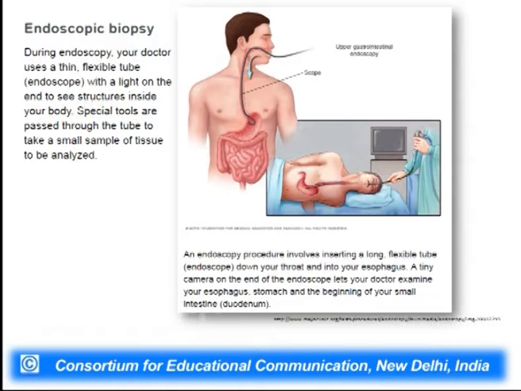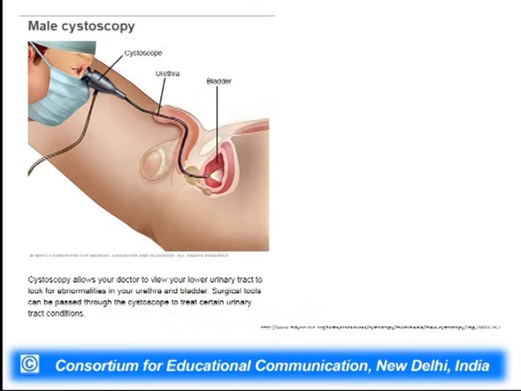So, in this image we can see an endoscope is inserted from the mouth area. It goes through the gastrointestinal tract, and we can examine the gastrointestinal tract and observe what exactly is happening over there, and whether any cancerous formation is taking place or not.